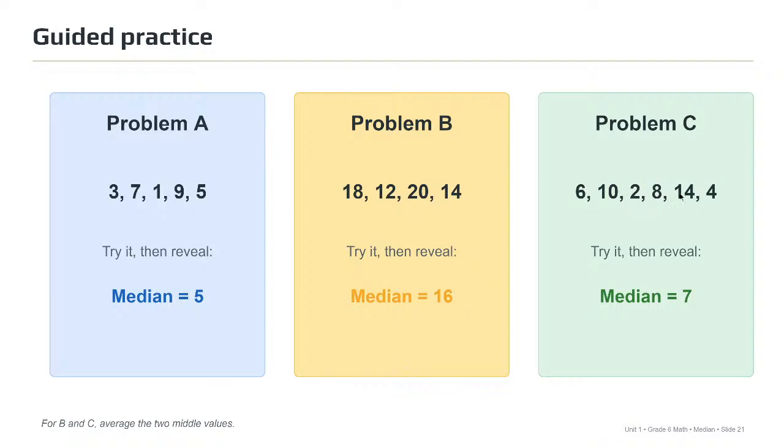Here's also an even number of values: 6, 10, 2, 8, 14, and 4. Order it, and once you order it, you have two numbers in the middle. Add them and divide by 2. So the median is equal to 7.